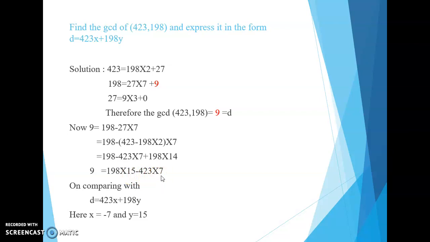Now because they have given in the question, d should be in the form 423 into x plus 198y. When I compare, I will get x is equal to minus 7 and y equal to 15.